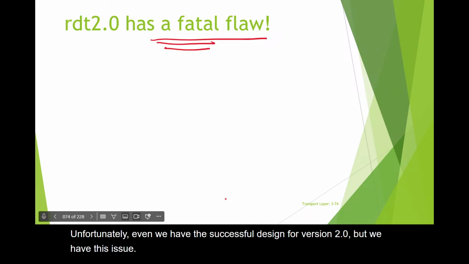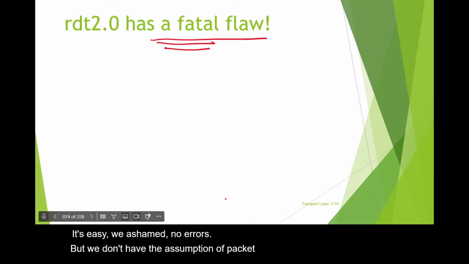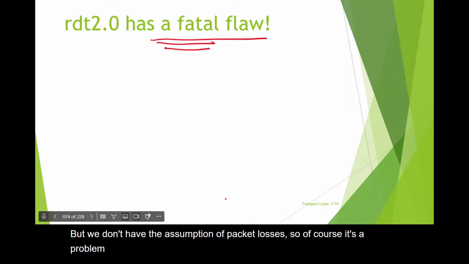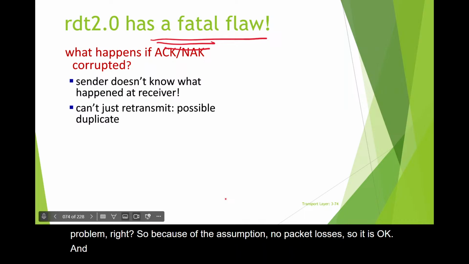You can guess what the problem is. It's easy. We assume no errors, but we don't have the assumption of packet losses. So, of course, it's a problem, right? Because of the assumption of no packet losses, it is not okay. And also, we have this one as well.